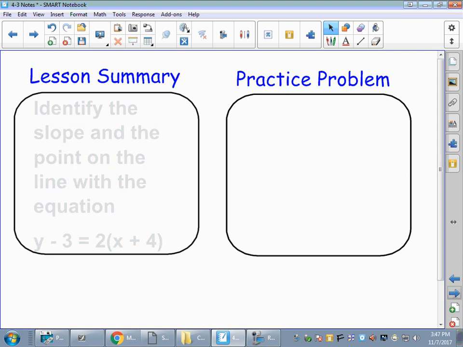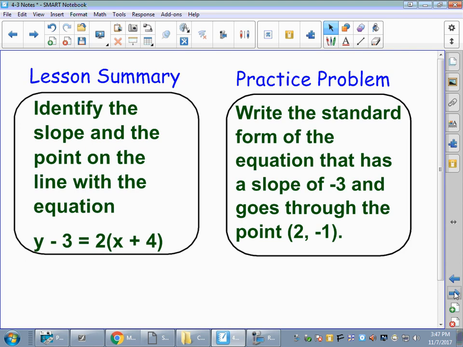Your lesson summary: identify the slope and the point on the line with that equation, and then I want you to write the standard form of this equation, but you got to go through point slope form. So use point slope form to set it up and then clean it up. Your answer should be in standard form. Good luck.